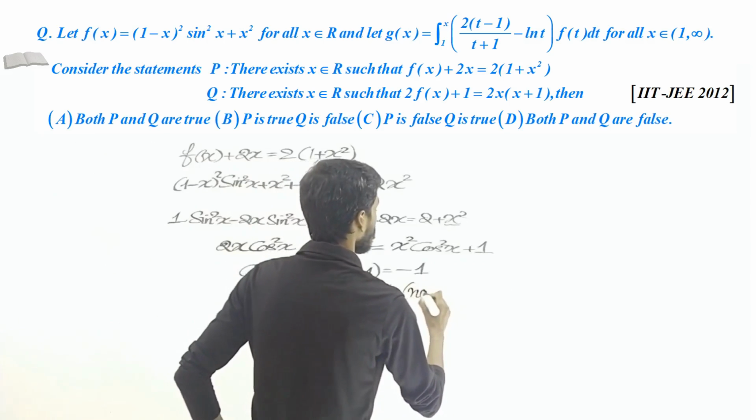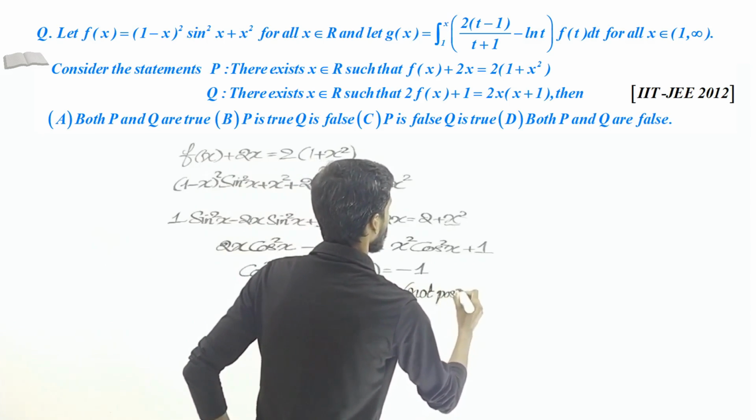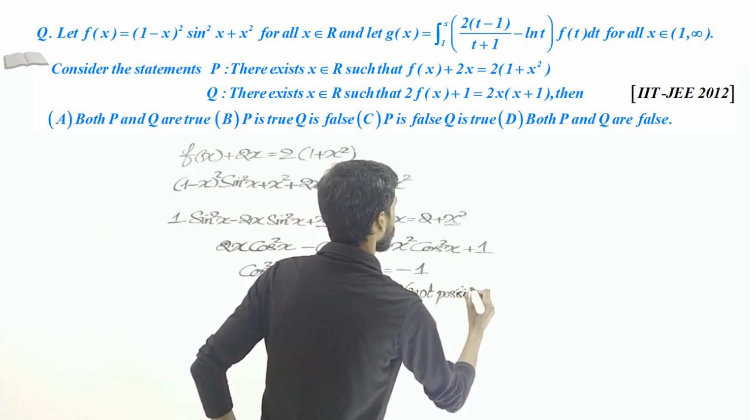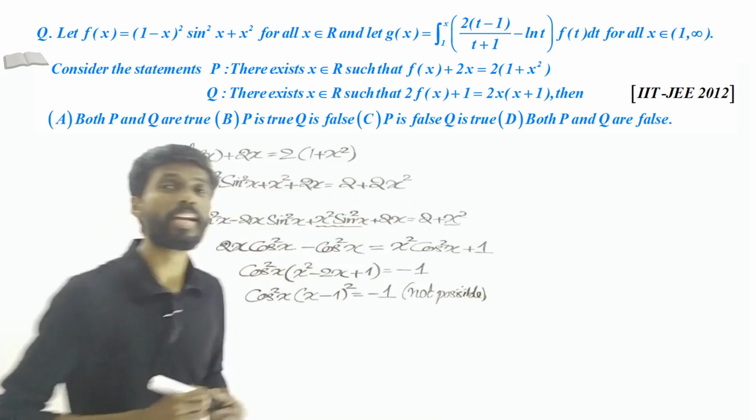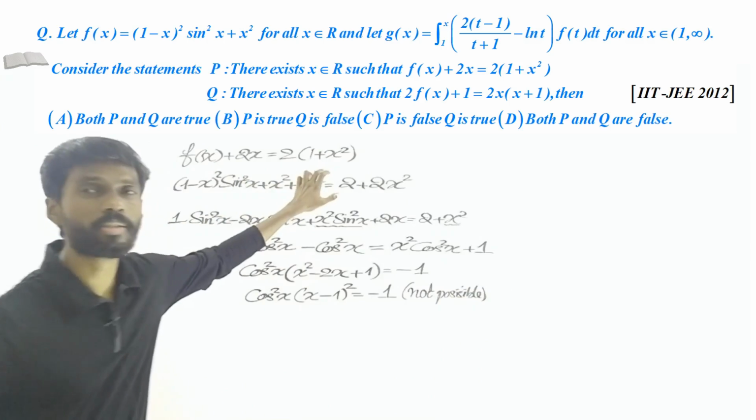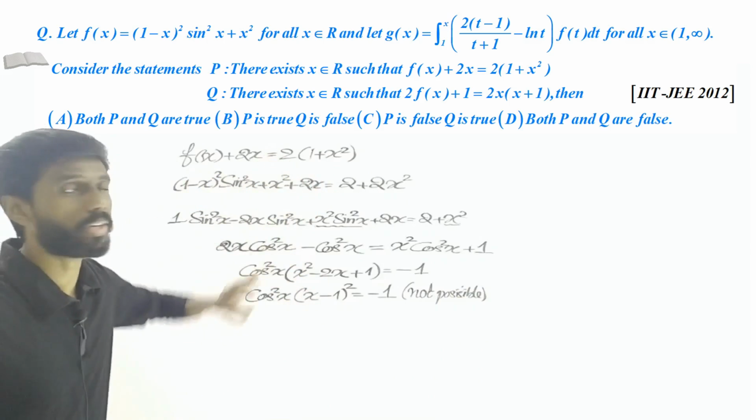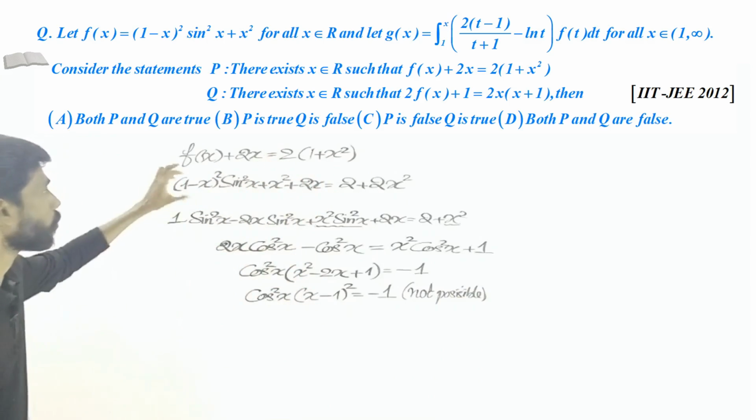For no value of x will this be equal to this. Whatever the value of x, this will never be equal to this. So this equation does not have any root. That is the first one.